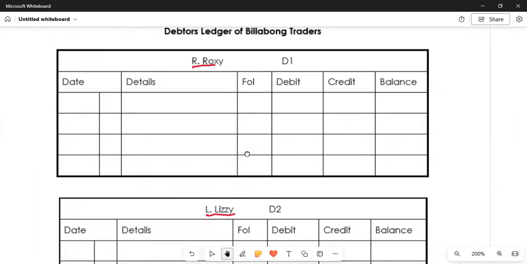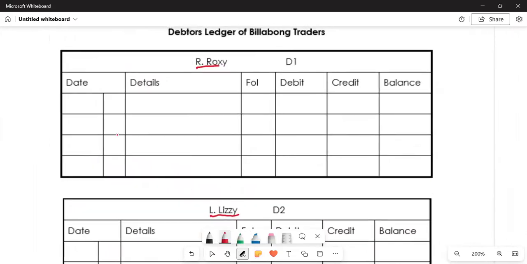So now let us move on to the debtors ledger of Roxy, and then you are going to write it this way. We are going to say date, 1 March 2020, and the details will be account rendered, and then you go straight to the balance. So that is 20,000.